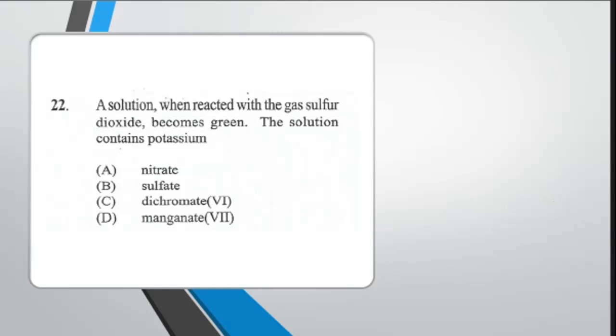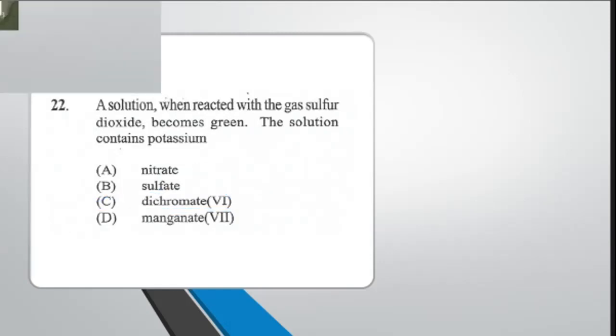All right, question 22. A solution, when reacted with the gas sulfur dioxide, becomes green. So some solution, when reacted with sulfur dioxide, becomes green. The solution contains potassium dichromate. The answer to this one is C as in cat. That solution contains potassium dichromate.